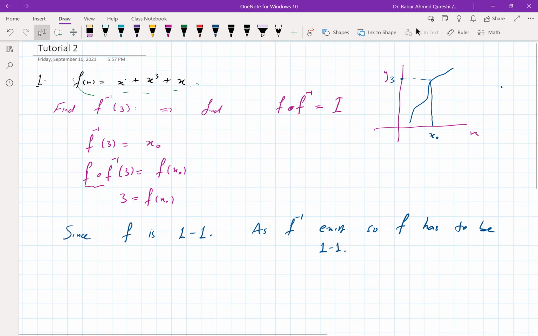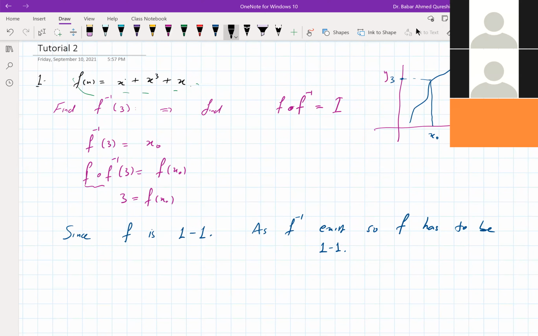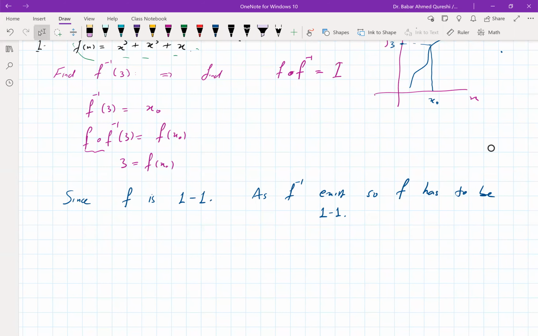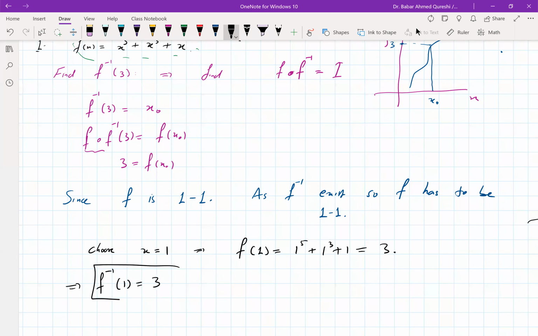Well, this was meant to be x^5. It's obvious what it's going to be, because if I choose x equals to 1, then f of 1 is 1^5 plus 1 cube plus 1, which is 3. So that implies that is the unique number which will have f inverse giving us 3.